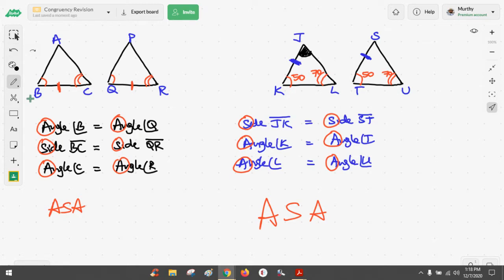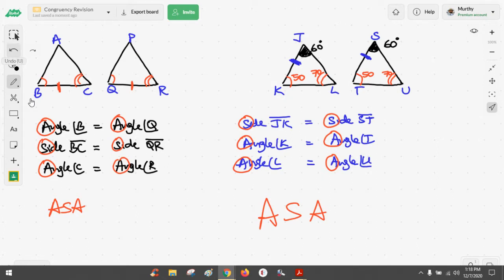In the same way, can you find the third angle of this one? One is 50, one is 70. Next one is 50, one is 70. So obviously the third one is 60 degrees. Now, do you see that this is 50 and this one is 60, and the side is marked in between those two? Therefore, can I consider this one for ASA? Yes, you can.